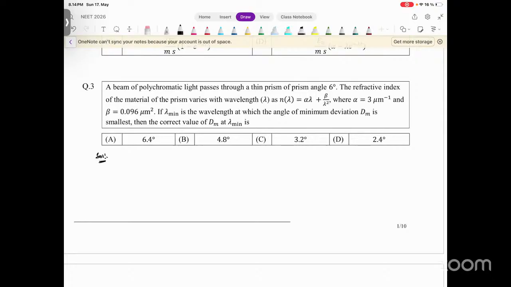Okay, let's see question number three. The question says that a beam of polychromatic light passes through a thin prism of prism angle 6 degrees. The refractive index of the material of the prism varies with wavelength lambda, where alpha is given as 3 micrometer inverse and beta is given as 0.096 micrometer square. If lambda minima is the wavelength at which the angle of minimum deviation is smallest, then what is the value of the deviation at lambda minima?